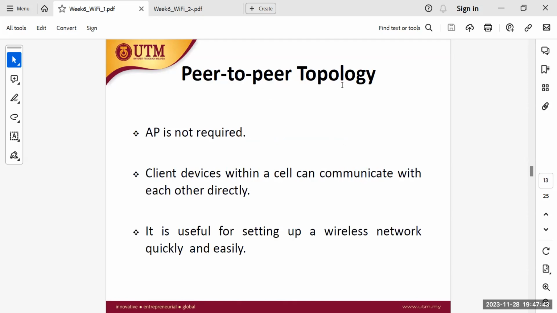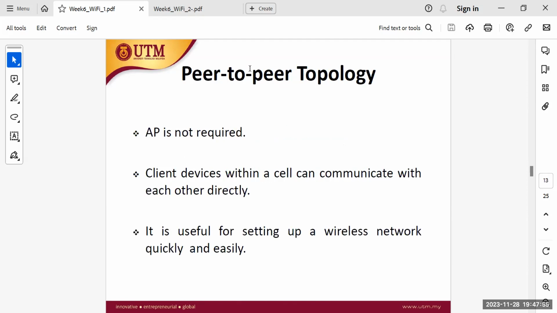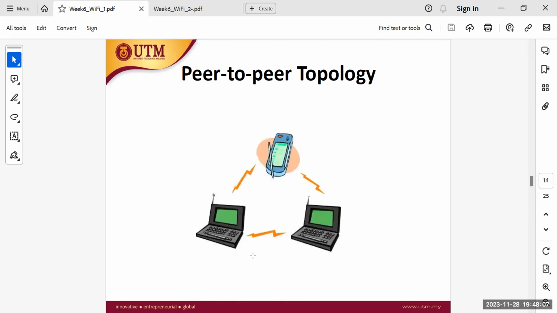In case of peer-to-peer topology, an access point is not required. As you can see from the name, peer-to-peer, there is no role of the access point. The client devices within a cell can communicate with each other directly. So it is useful for setting up a wireless network quickly and easily.